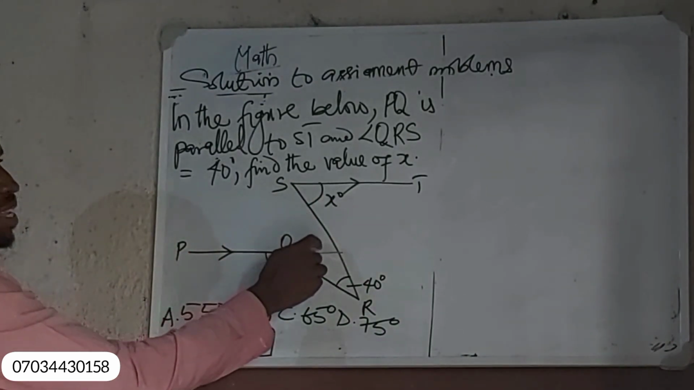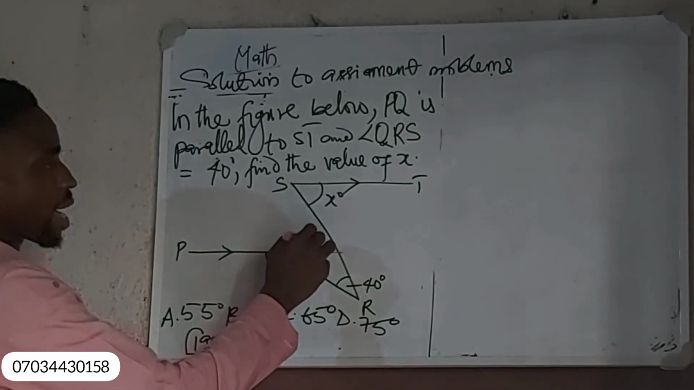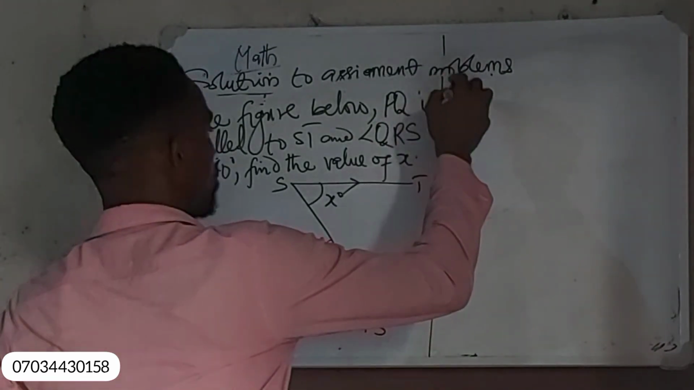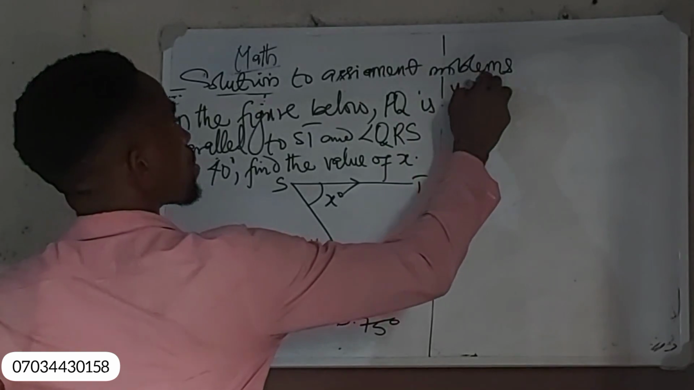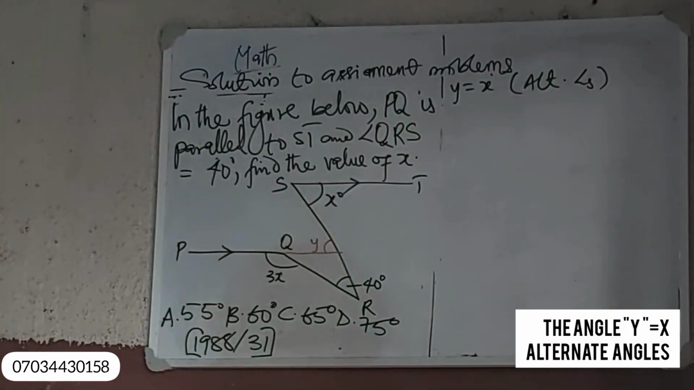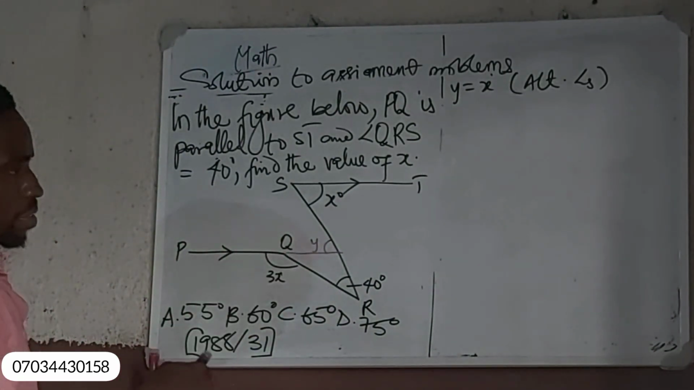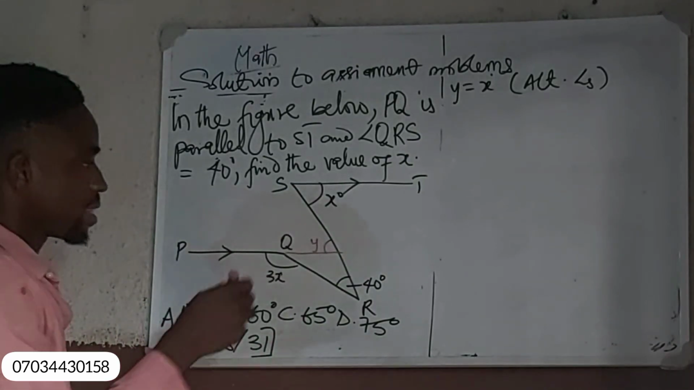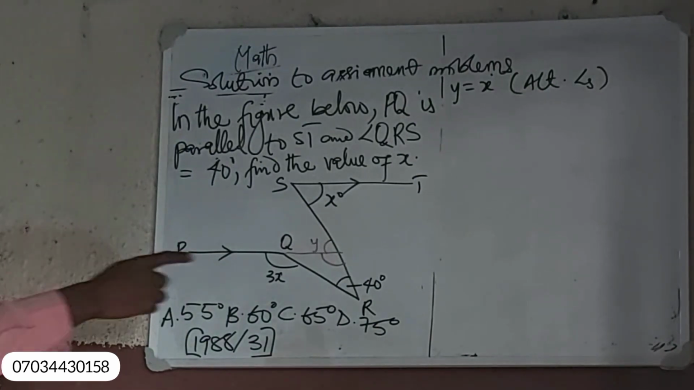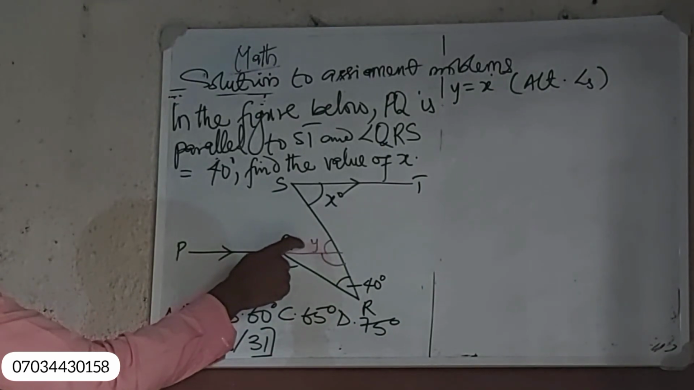Then I'll bring down this x here as an alternate angle. So if I call this y, I will say that x and y are equal. y is equal to x. The reason is alternate angles, right? So that's it. And then once I have this, I can look for the angle inside here. I can find the value of this angle that's inside. This angle is 180 minus the one outside, right?